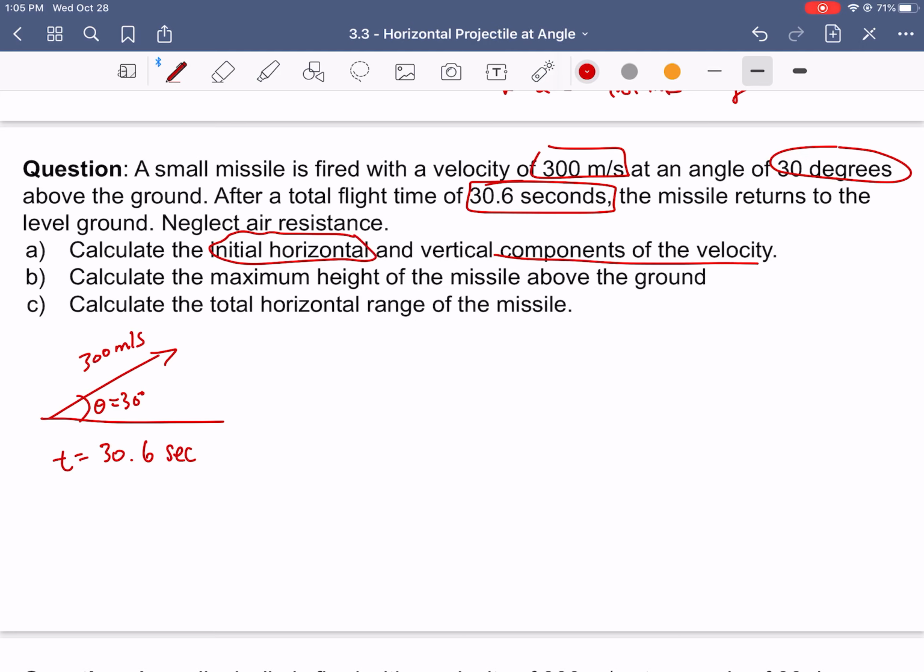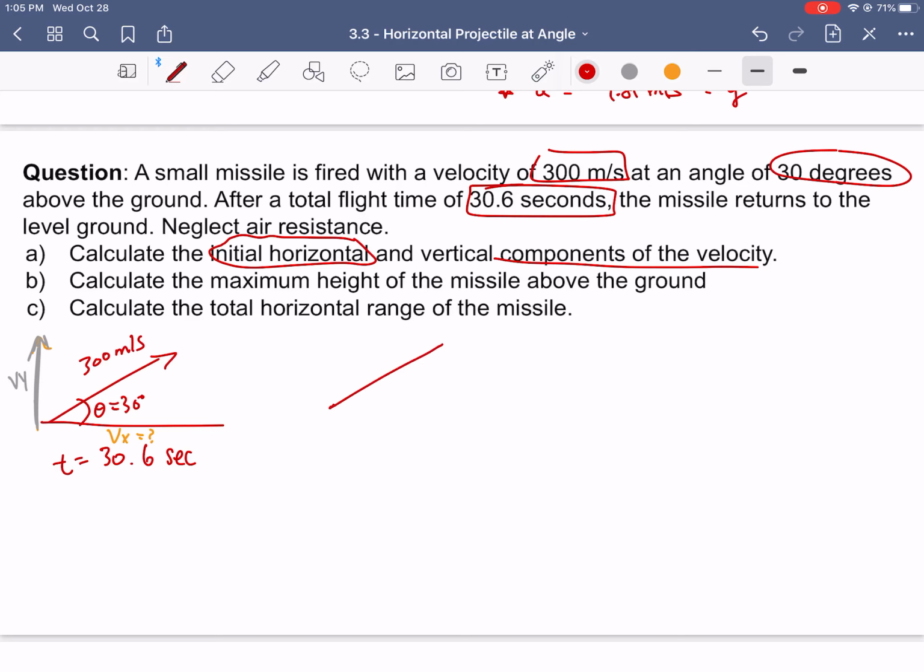Part A says calculate the initial horizontal component of the velocity and the vertical component of the velocity. So this is asking for the horizontal velocity, Vx, as well as the Vy, which is right there. If I redraw this, it looks something like this, where this is the hypotenuse of the right triangle, this is the Vx, and this is the Vy, and we know the angle theta is 30 degrees.